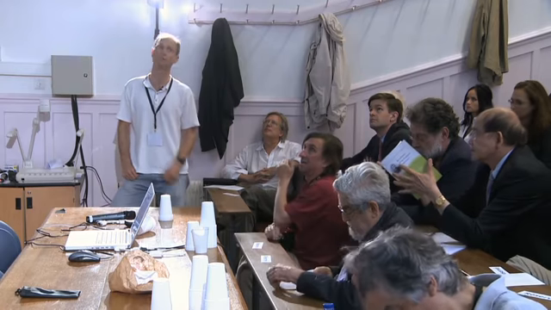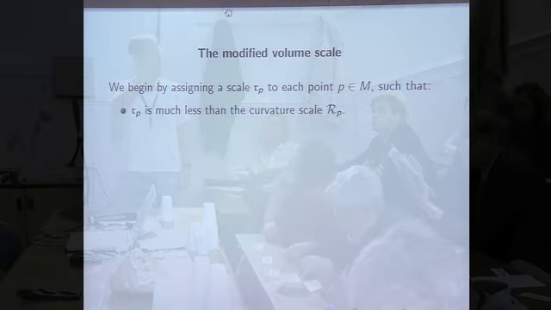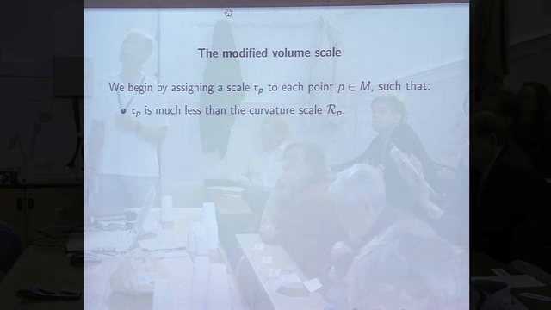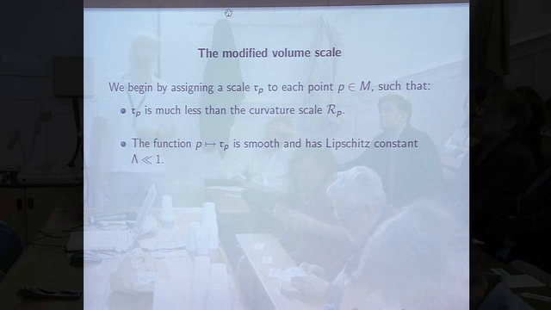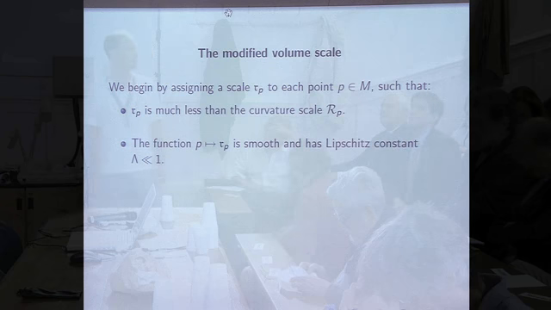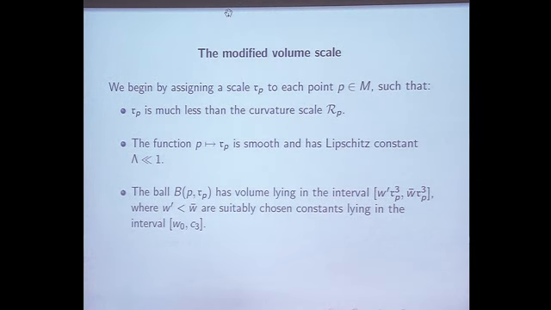Okay? So the first thing I want to do is to identify a nice scale. We'll attach to each point in the manifold a scale, call it R_p, with some nice properties. First of all, this scale will be much smaller than the curvature scale. Second, the assignment of the scale to the point defines a smooth function with Lipschitz constant lambda, which is much smaller than 1.